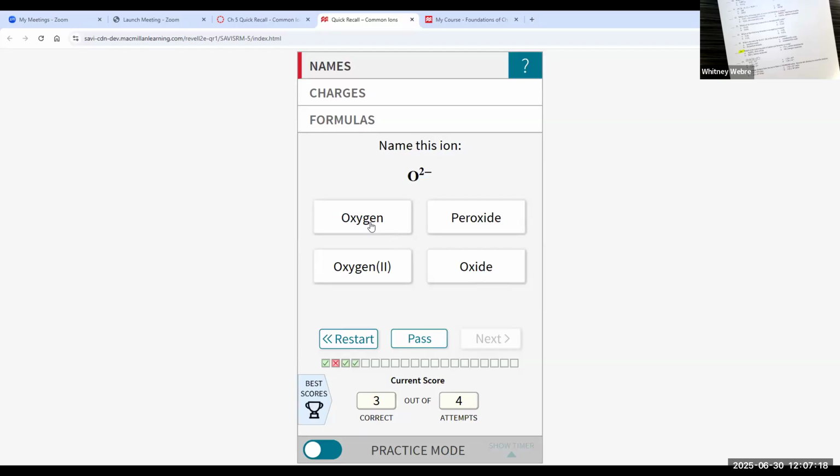Chlorine, Cl2. Chloride, Cl minus. So the -ide tells you it's an element, but in an ionic state, so it has a charge on it. So oxide, O2 minus.